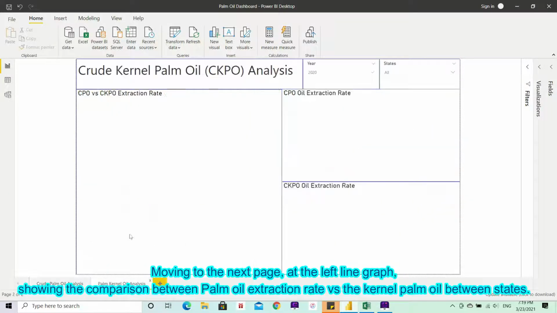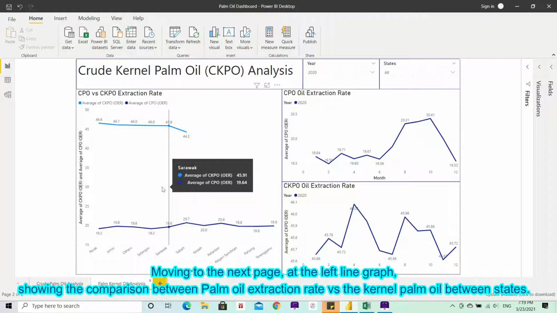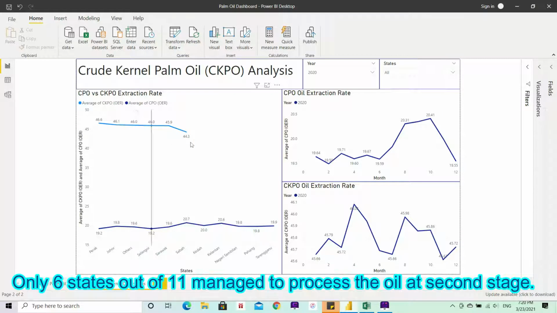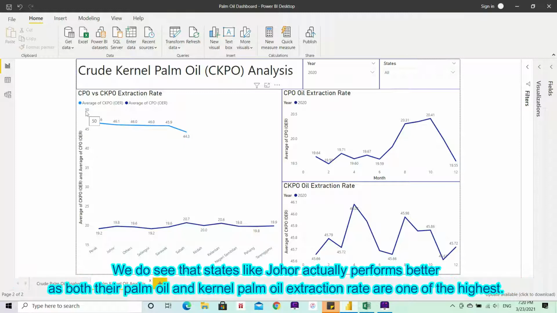Moving on to the next page. At the left line graph showing the comparison between palm oil extraction rate and the kernel palm oil extraction rate. Only 6 states out of 11 managed to process the oil at the second stage. We do see states like Johor actually perform better, as both their palm oil and kernel palm oil extraction are one of the highest.